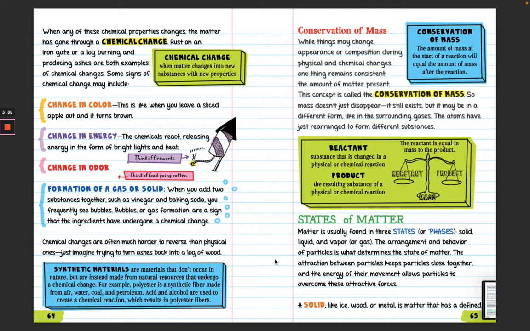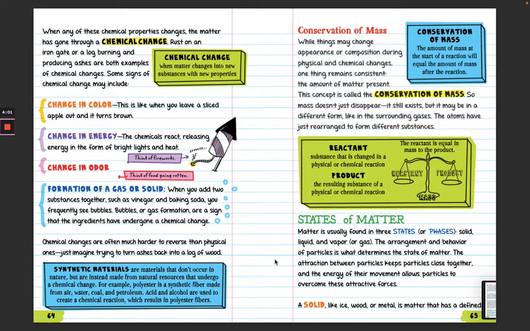Some signs of chemical change may include change in color. This is like when you leave a sliced apple out and it turns brown. Change in energy. The chemicals react, releasing energy in the form of bright lights and heat. Think of fireworks. Change in odor. Think of food going rotten. Formation of a gas or solid. When you add two substances together, such as vinegar and baking soda, you frequently see bubbles. Bubbles, or gas formation, are a sign that the ingredients have undergone a chemical change.